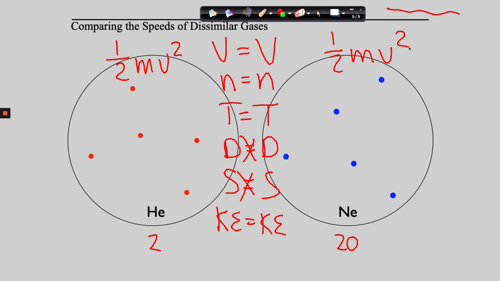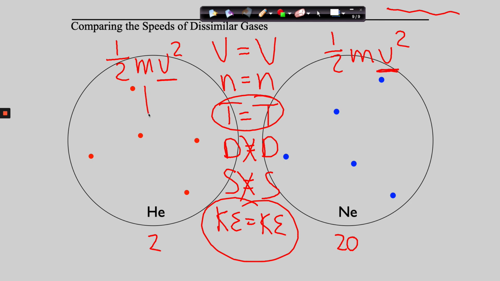In last year's class, you learned that if the temperatures are the same, the velocities are the same. But guys, this is not true. If the temperatures are the same, the kinetic energies are the same. But why are their velocities not the same? Different masses.